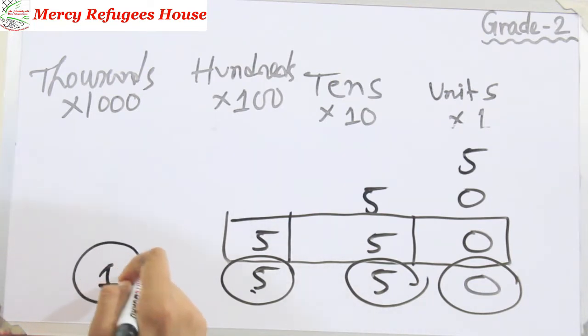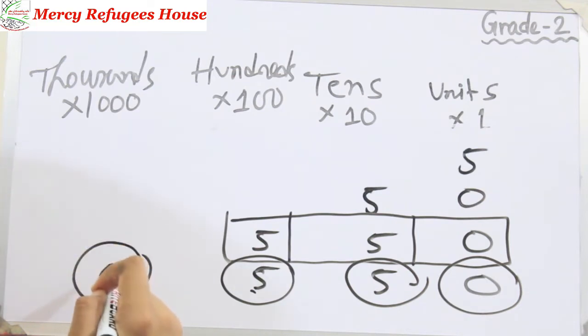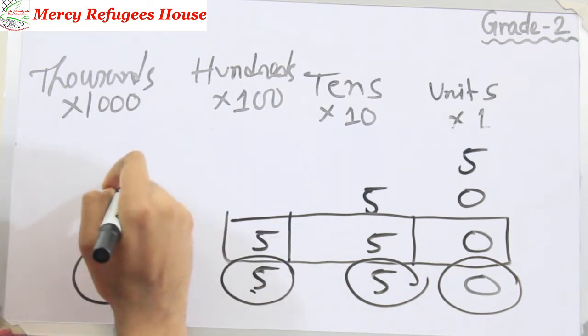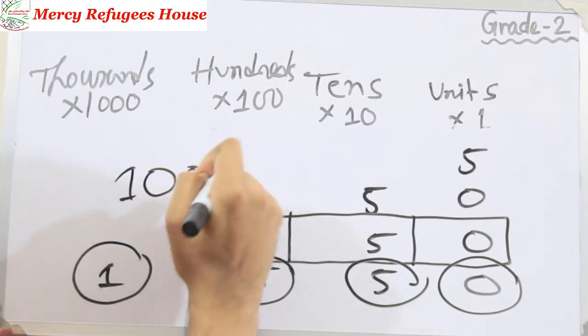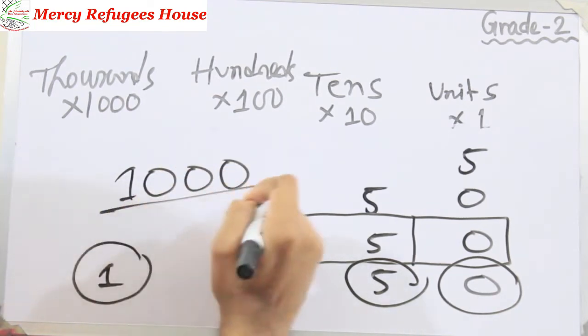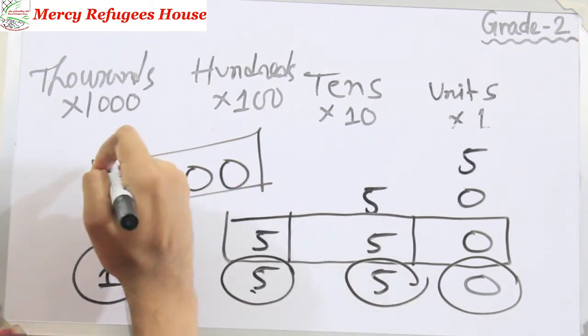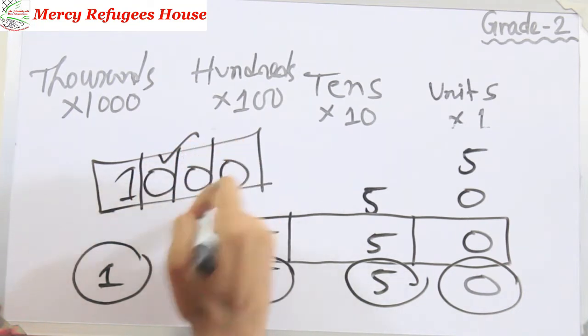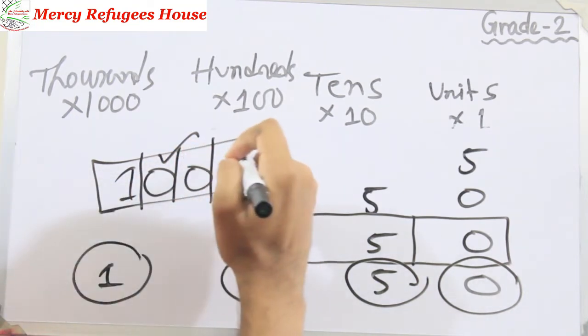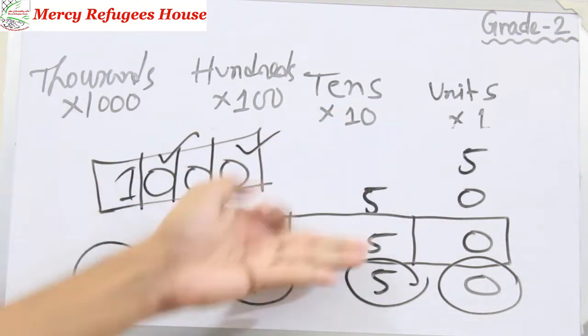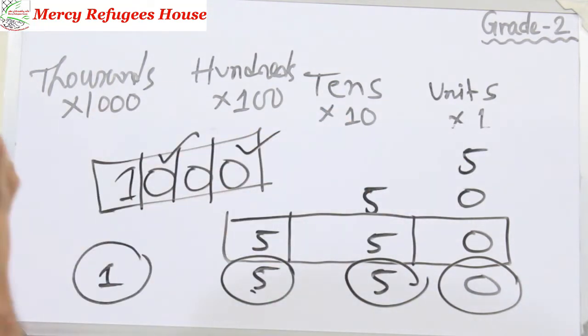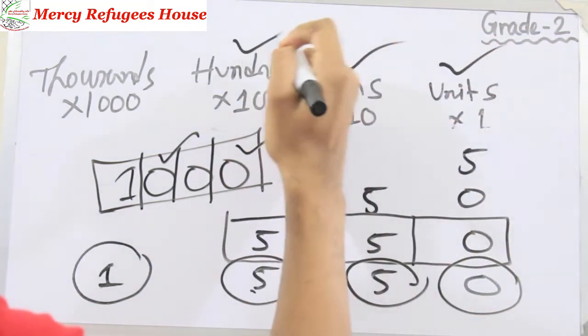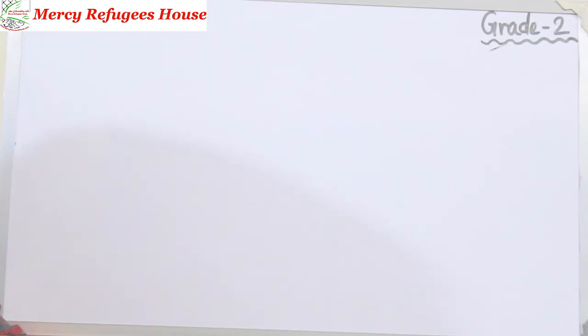Now look at this one. This 1 has a value of 1000. So if we get a number that has 1, 2, 3, 4 digits, it is 1,000. So the value of this digit is 1,000, the value of this digit is 100, this is tens, and this is 1. This is what the student should learn from this very first part: units, tens, hundreds, thousands. Let's sum the whole thing up.